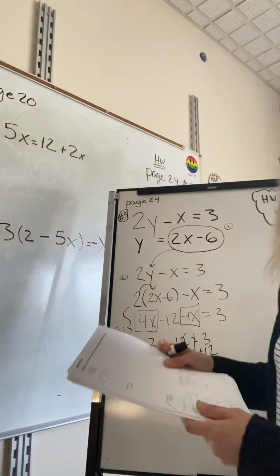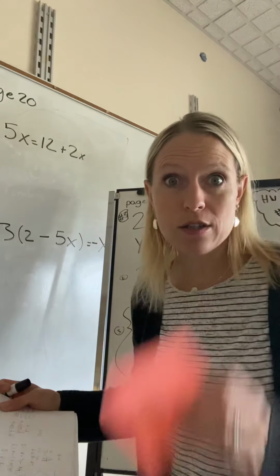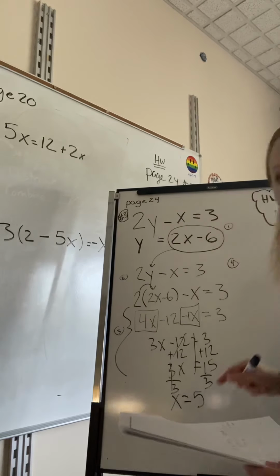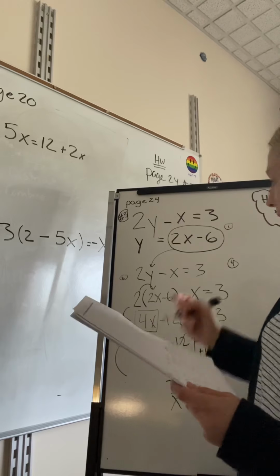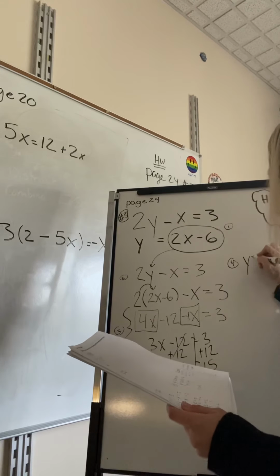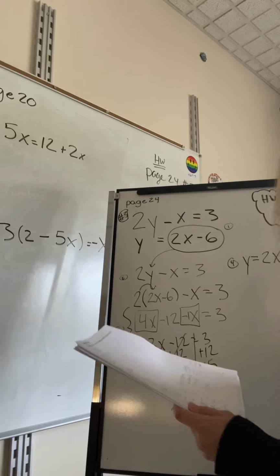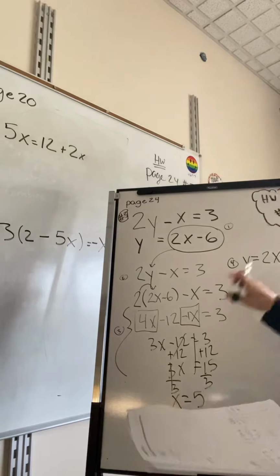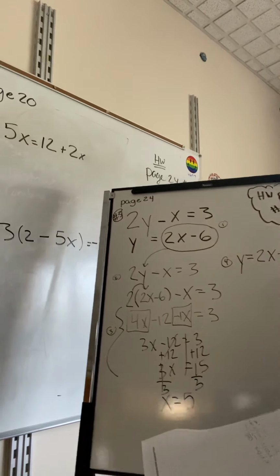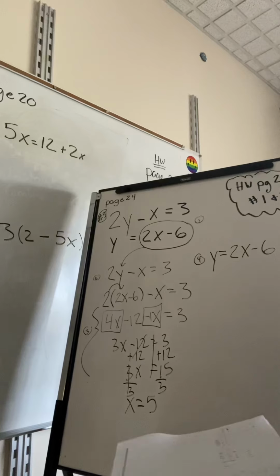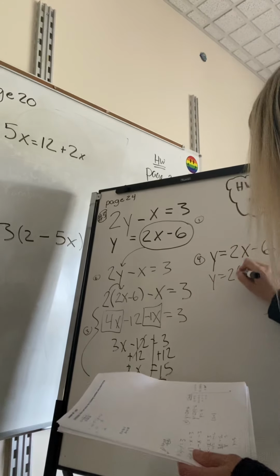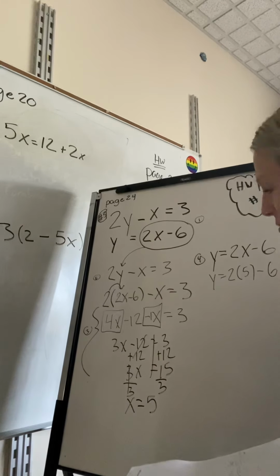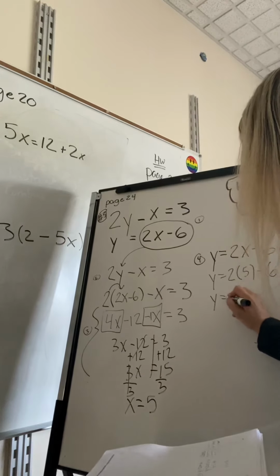Step 4, plug your answer from step 3 into either one of the 2 originals. So step 4, you can use either one of the 2 equations you were given at the beginning. I think it would be easier to work with the bottom equation, but it really doesn't matter. So at this point, we know that x is 5, so we're going to replace the x in this equation with 5. Can you see this? There we go. So you're going to do y equals 2 times 5 minus 6. 2 times 5 is 10. 10 minus 6 is 4.